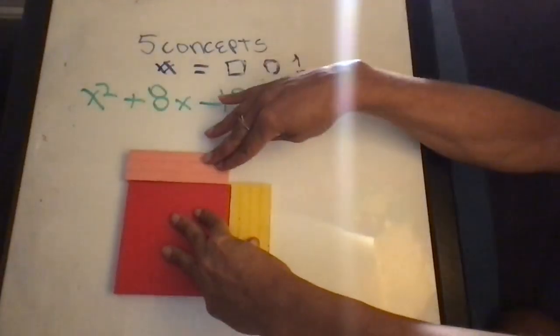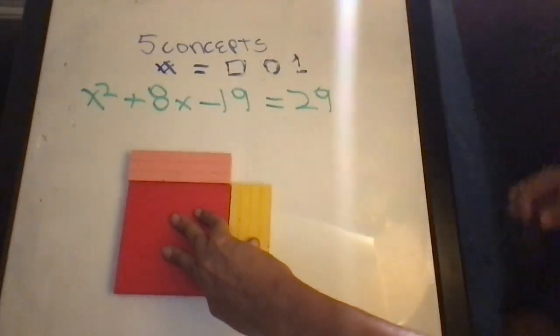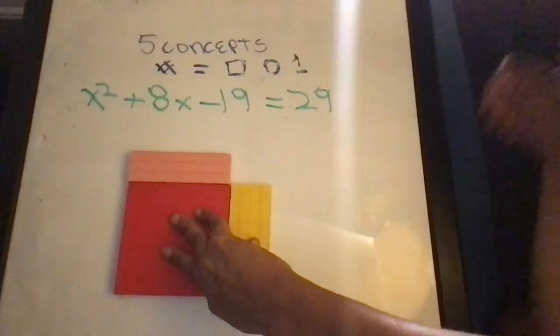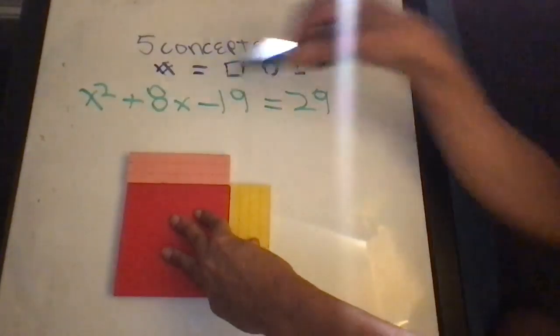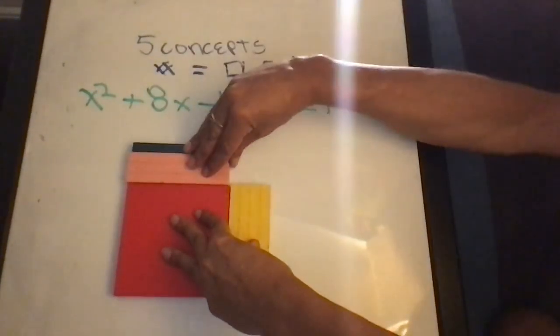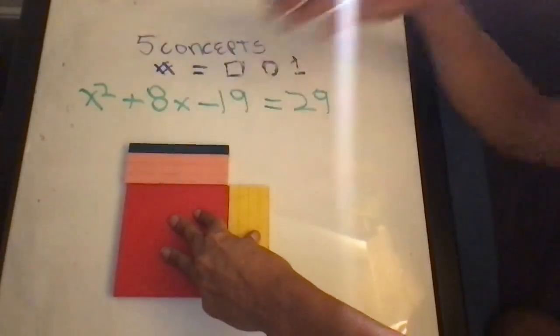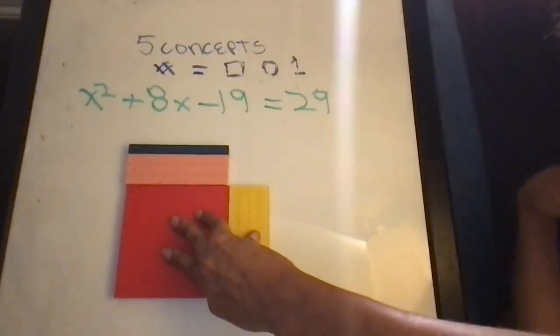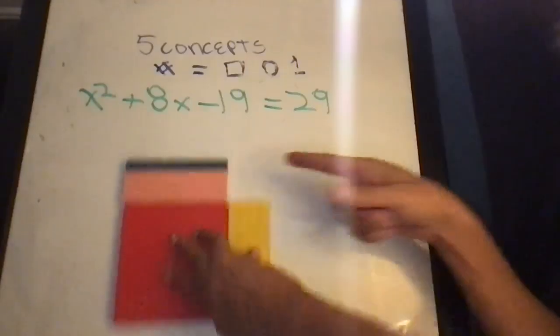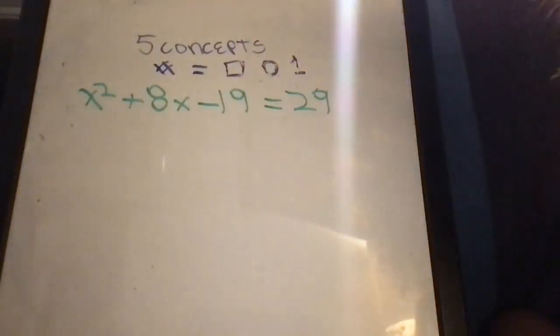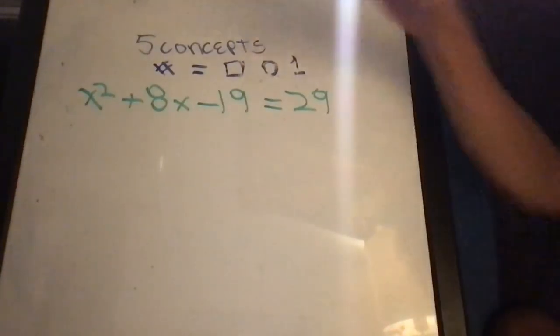And then what? Oh, I need one more. All right. Oh, fine. I need one more. There you go. So what's going to complete that square? I think it's going to be 16. Okay. So let's do the next step.